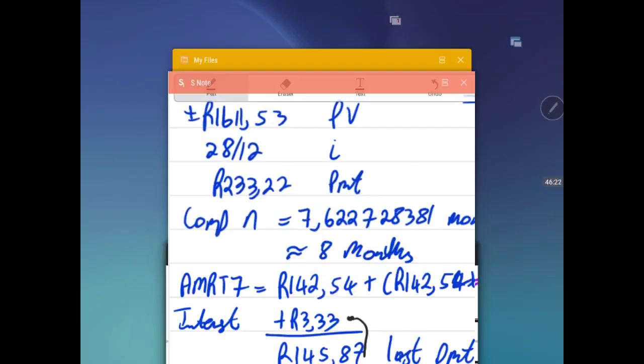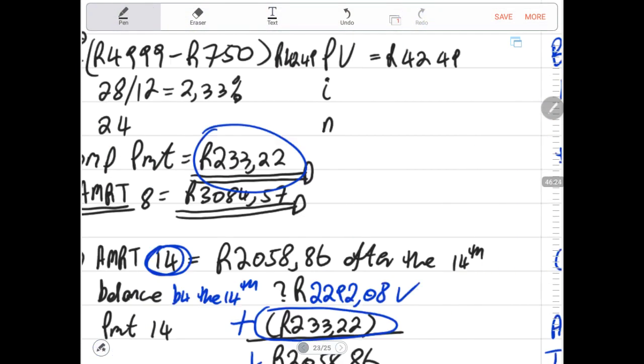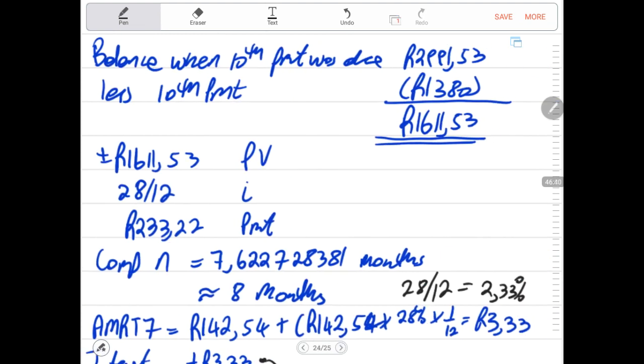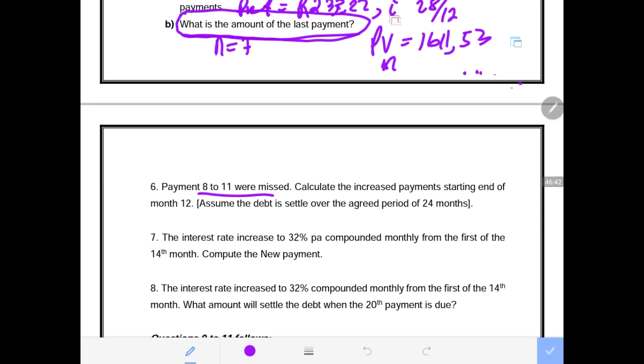What does that mean? Remember, now we go back to where we are. Payment number 11 of 233.22 is not based on the previous question, it's based on the first scenario. That means we need to now go back and calculate our PMT again. So now it says payment number 8 to 11 was missed. Then now calculate the increased payment starting at the end of month 12. Assume that the debt is settled over the agreed 24 months.